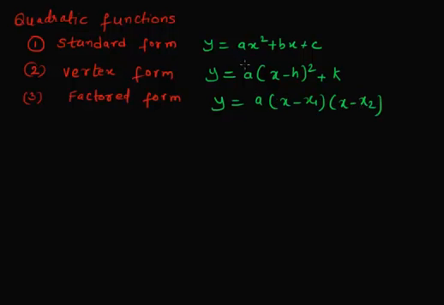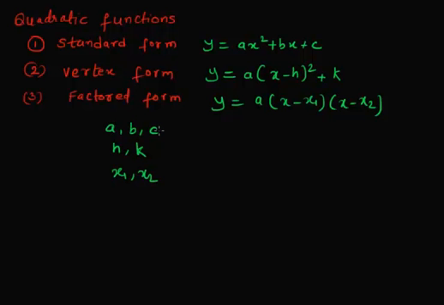Now there are so many things which we are coming across in the equations in these three forms. First is a, b, c. They can be any real numbers. h, k, they are also any real numbers. Then we have x1 and x2. They are also real numbers.